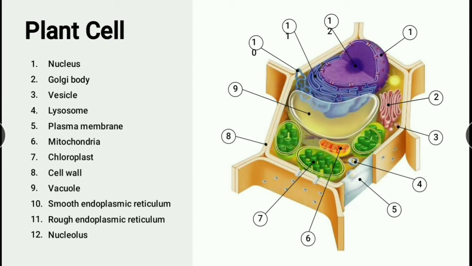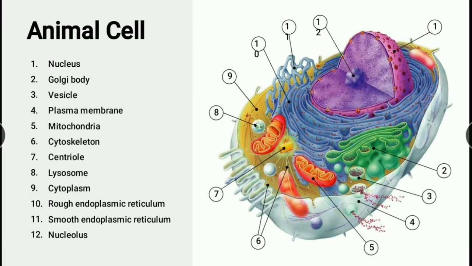Then one more difference I could see here is that the nucleus is at the corner or at the side of the cell. Here can you see, this is called the nucleus. This is at the corner, at the side. And see here in the animal cell, it is not at the corner, it is in the middle.